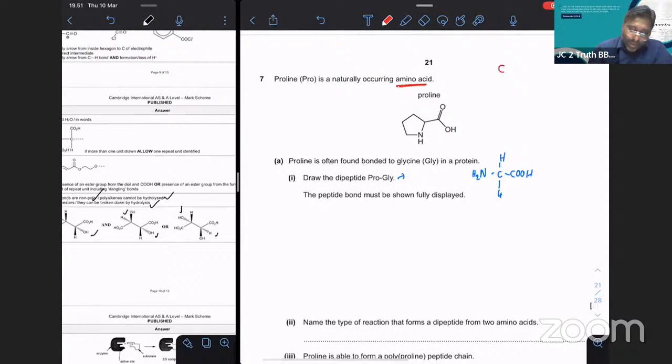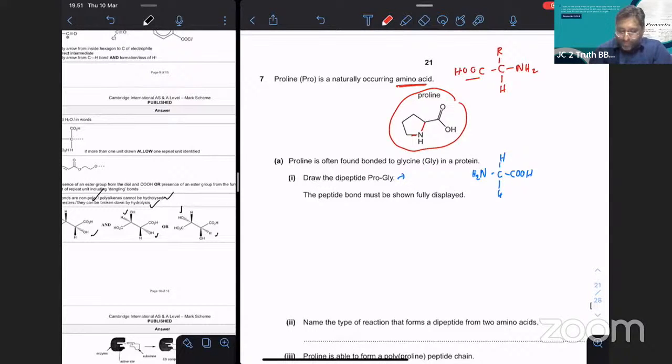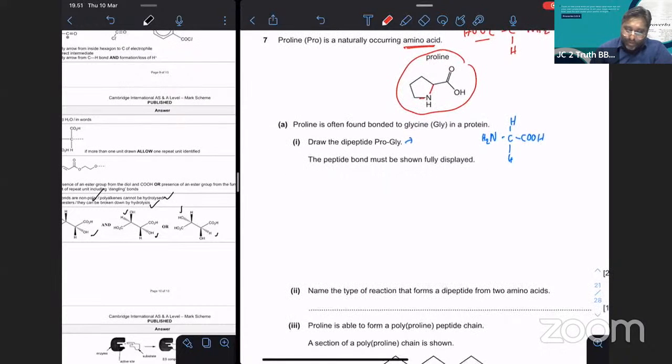We learned that an amino acid must have hydrogen, NH2, COOH, and an R group. But if you look at this example, it's a bit unique. There is COOH, but here there is NH, so it's not NH2. This is also classified as an amino acid. Now, glycine has an R group of H, so this is going to be glycine. They want you to draw a dipeptide of proline and glycine, and the peptide bond must be shown clearly.